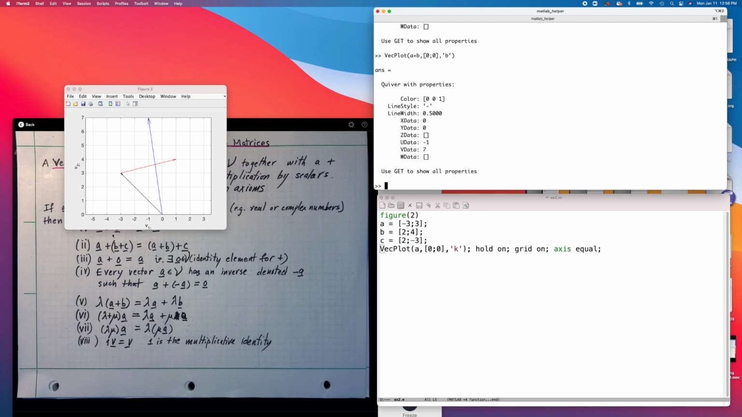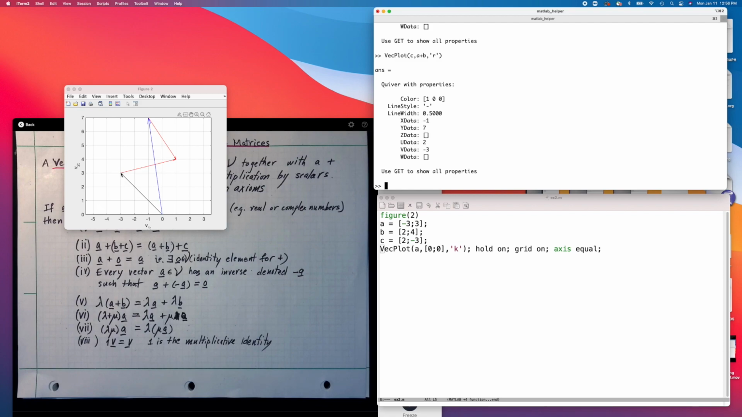All right, so this is b plus c, and to that I want to add c. Sorry, this is a plus b. I hope I said it right. This is a plus b, to which I will add c. So that means I stick the tail of c at the tip of a plus b, and I'll plot that one in red again. And we end up back in the same place.